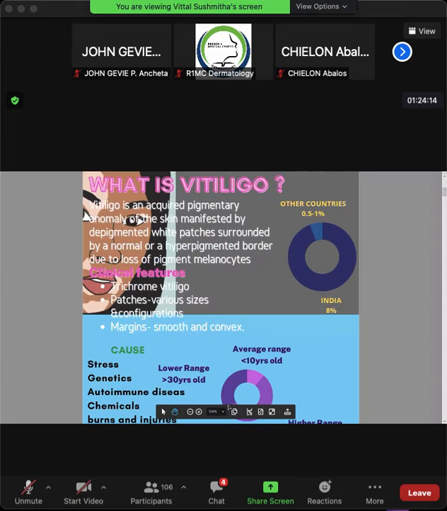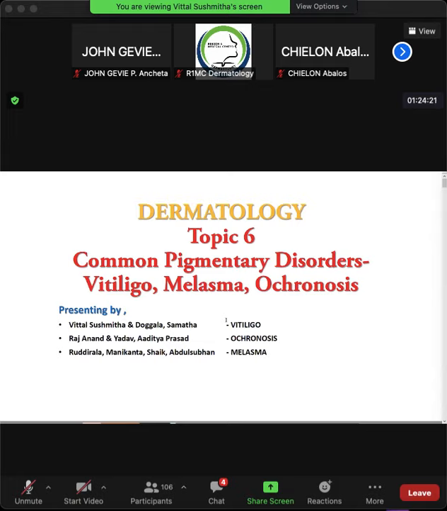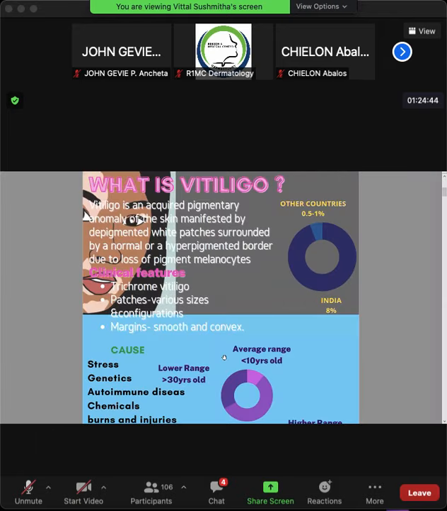Good morning, everyone. Under our topic, we have three subdivisions. One is vitiligo, which is going to be presented by myself, Vital Sushmita, and Douglas Amita. The second topic is ochronosis, which is going to be presented by Rajanand and Yadav Aditya Prasad. And the third division is melasma, which is going to be presented by Padrigala Manikanta and Shaikh Abdul Subin. Thus, we start with vitiligo.